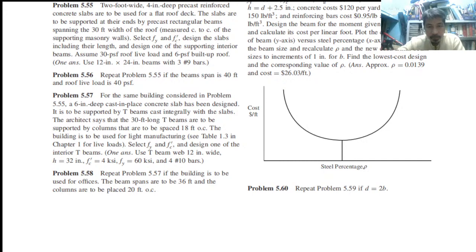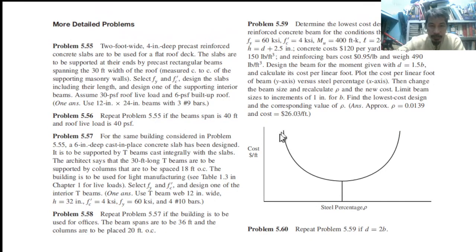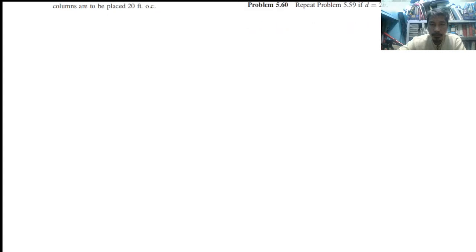So there are several. In addition, there is a question, the most difficult question, so maybe I will use this as our final exam. What? Cost and steel percentage diagram. So we have to use this one. This is the optimum, the most economical, because the diagram is like this. So, the most economical use of steel.